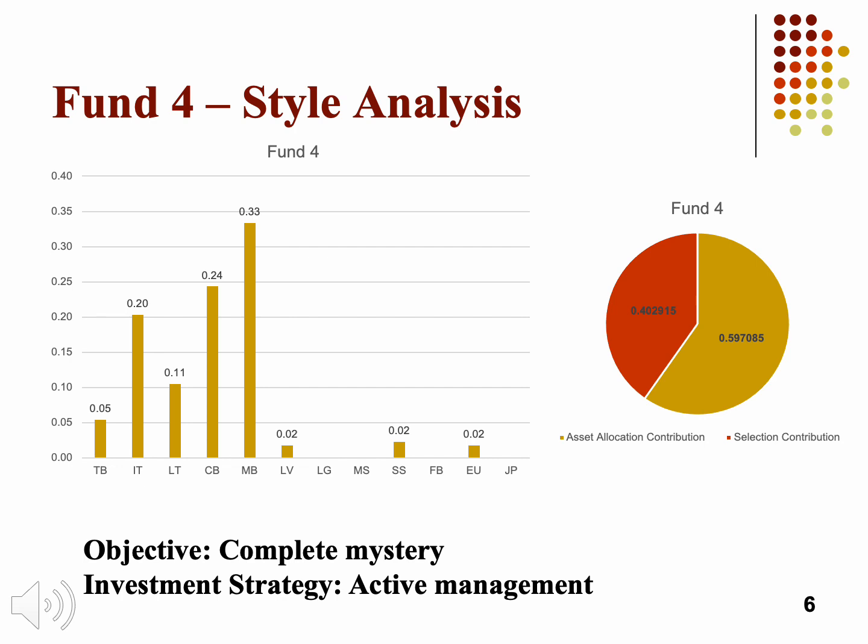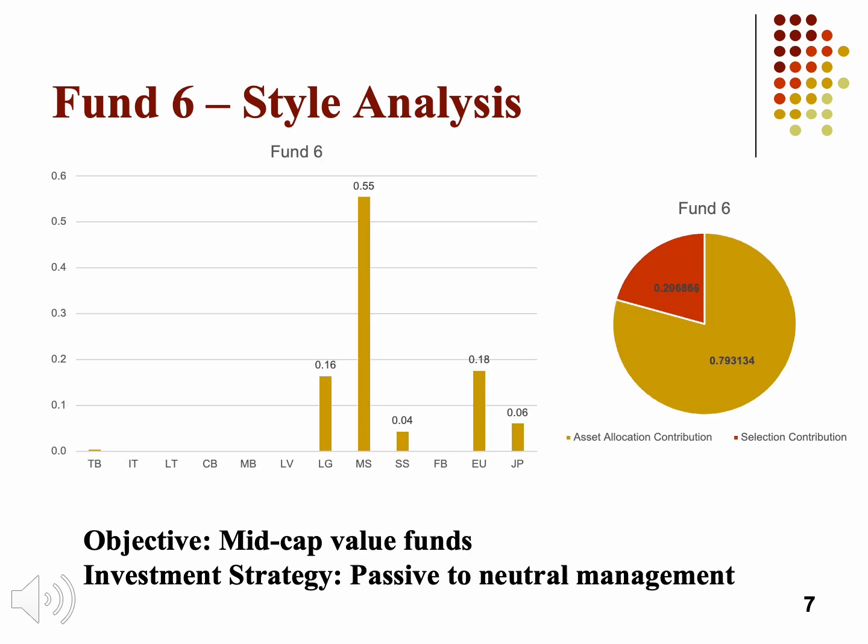Furthermore, due to the diversification, there would have to be active management. The selection is around 40%, which means that they are seeking a higher alpha, but this is not as apparent as in Fund 8, which will be discussed later. The 60% asset allocation contribution and 40% selection contribution show that this is active management, but not as much as it would be in Fund 8 for this style analysis.